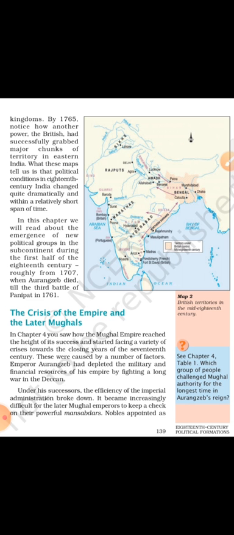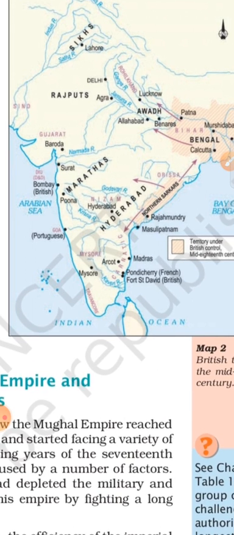What these maps tell us is that political conditions in 18th century India changed quite dramatically and within a relatively short span of time. We can say not much time had gone. In that small span of time, they captured most parts of the Indian territories. Okay, now look at this one again.